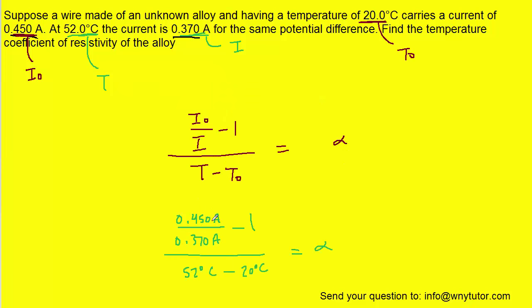Notice that the unit of amps will cancel, and when you process this on your calculator, you get approximately 0.00676, and then the unit, since we have degrees Celsius in the denominator, will become degrees Celsius raised to the -1. So this would be the correct answer to the question.